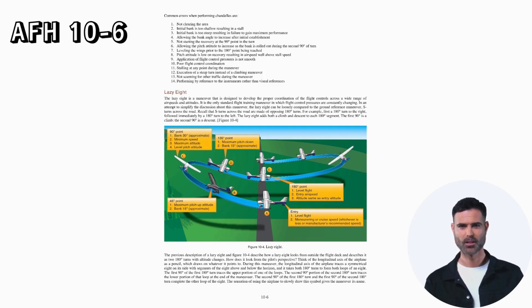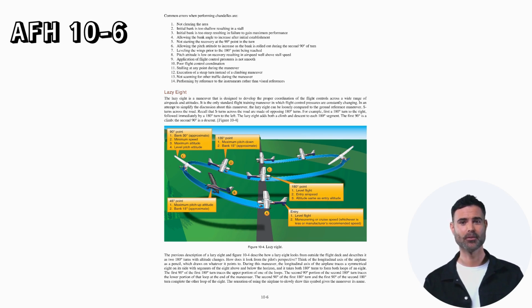The previous description of a Lazy 8 and Figure 10.4 describe how a Lazy 8 looks from outside the flight deck and describe it as two 180-degree turns with altitude changes. How does it look from the pilot's perspective? Think of the longitudinal axis of the airplane as a pencil, which draws on whatever it points to. During this maneuver, the longitudinal axis of the airplane traces a symmetrical 8 on its side with segments of the 8 above and below the horizon, and it takes both 180-degree turns to form both loops of an 8.